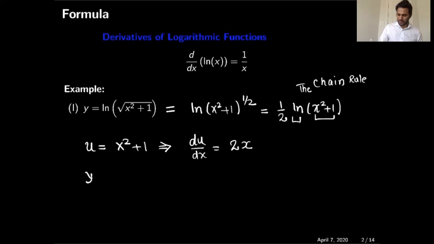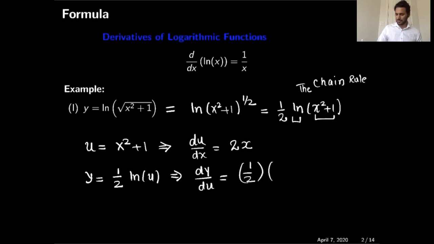So if I make my substitution u as x square plus 1, then my y function will become 1 half natural log of u. So if I take the derivative of this function y with respect to u by using the formula above, it will be 1 half, which is a constant, multiplied to the derivative of natural log of u, which is 1 over u. Now I will apply the chain rule to finish this problem.